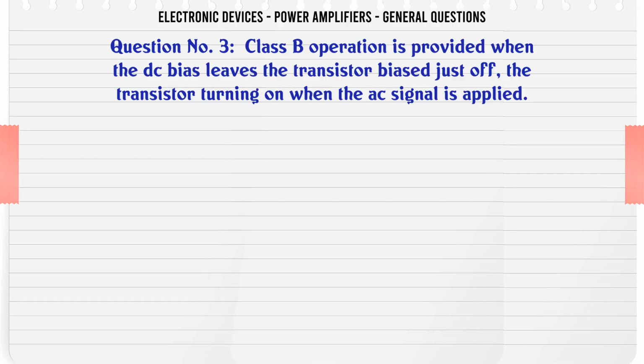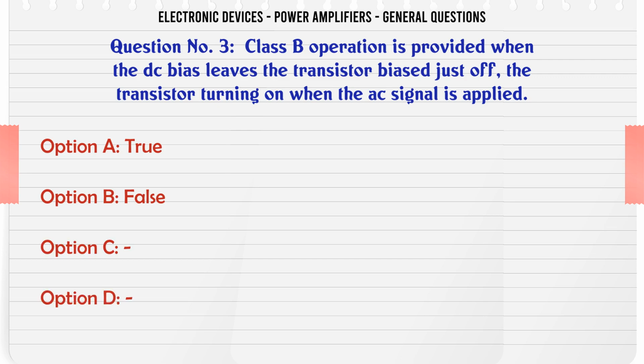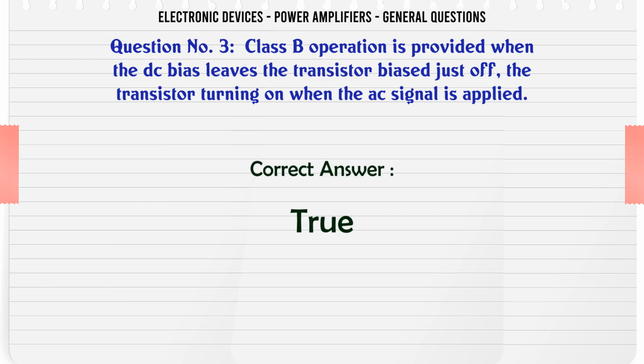Class B operation is provided when the DC bias leaves the transistor biased just off, at the point of the transistor turning on when the AC signal is applied. A: true, B: false. The correct answer is true.